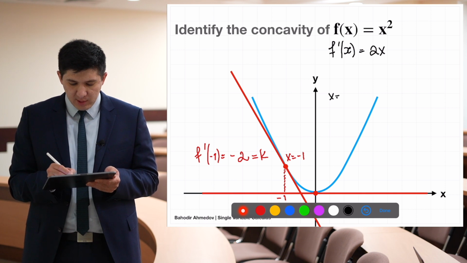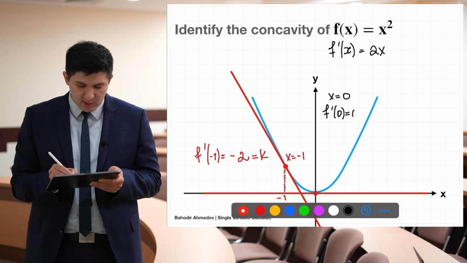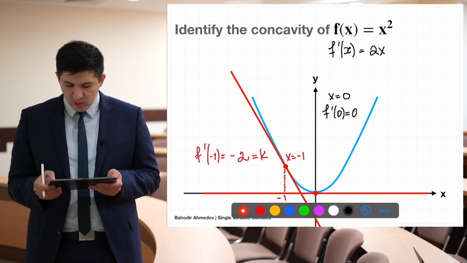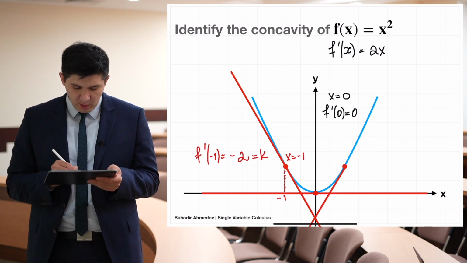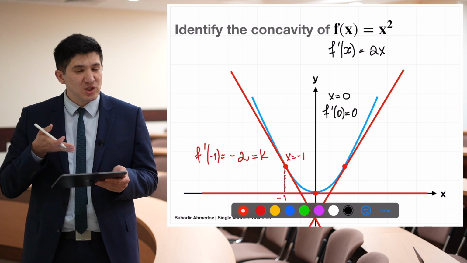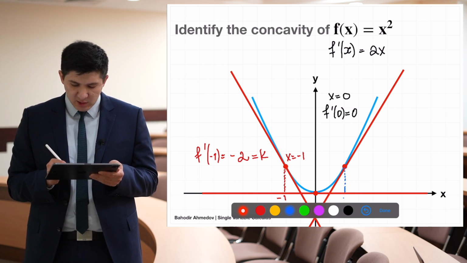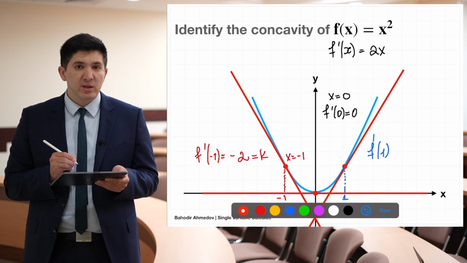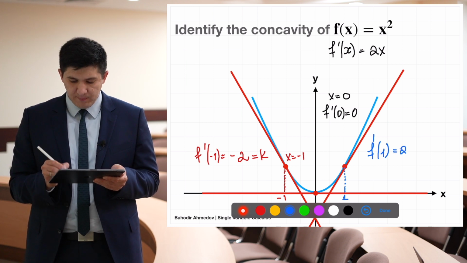So x is equal to 0. Then f prime of 0 is equal to 0 as well. So it means that the slope is equal to 0. Now I would like to do this for one more point, at x equal to 1. You can see here this tangent line, and the slope of this tangent line, analogously as before, is going to be equal to the value of the derivative of this function at the point 1, which is equal to 2.